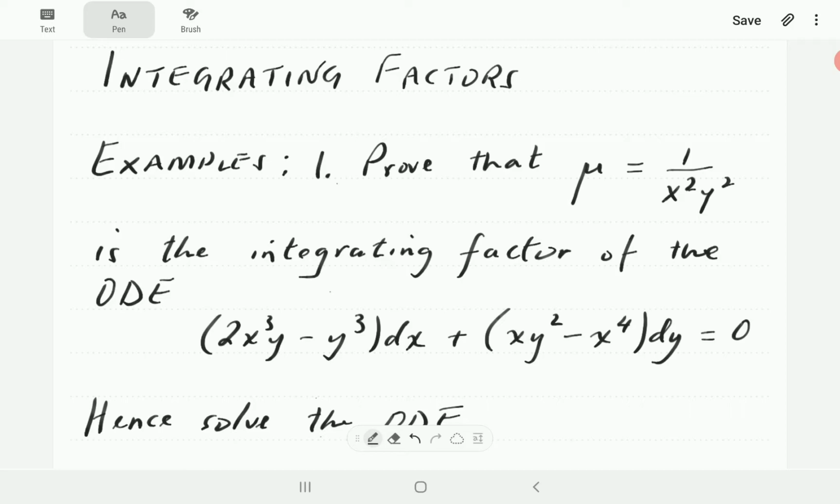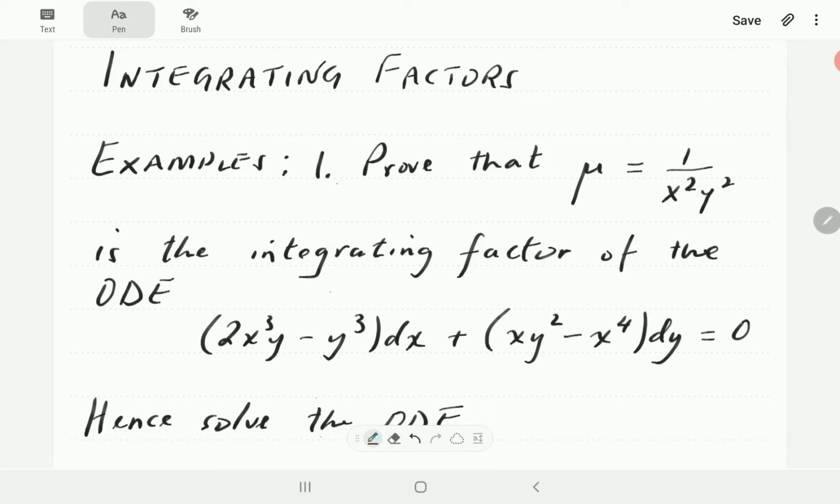So in integrating factors 1, we just considered examples where the integrating factor was either a function of x only or a function of y only. Here we're going to look at examples where the integrating factor is a function of both x and y. And typically in this case, the integrating factor is going to be provided.